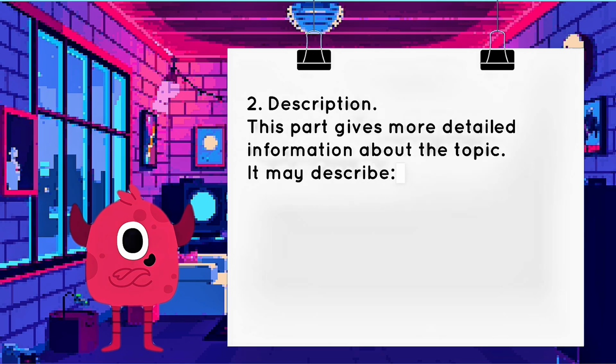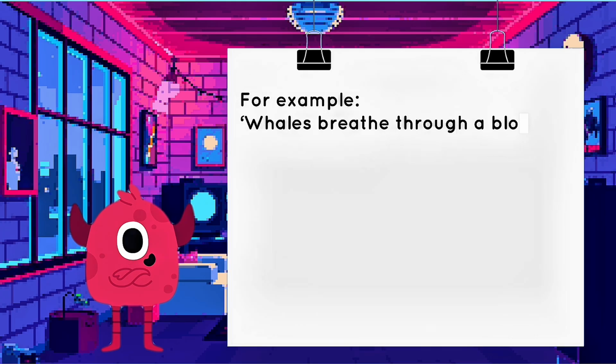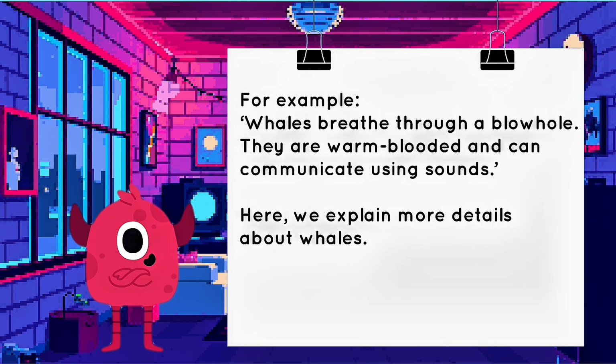The second part is description. This part gives more detailed information about the topic. It may describe physical features, behaviors, habitat, functions, classification, or special characteristics. For example, whales breathe through a blowhole. They are warm-blooded and can communicate using sounds. Here, we explain more details about whales.